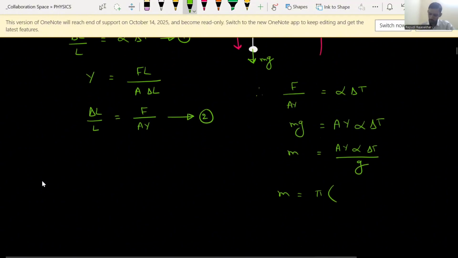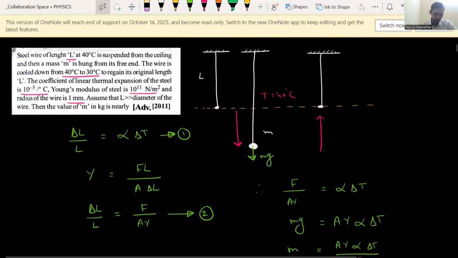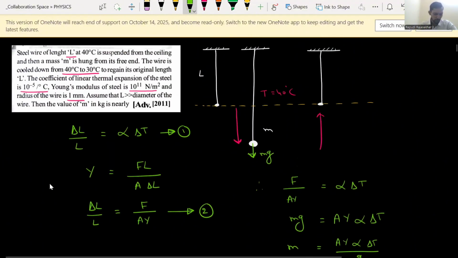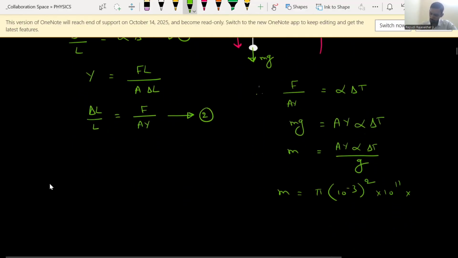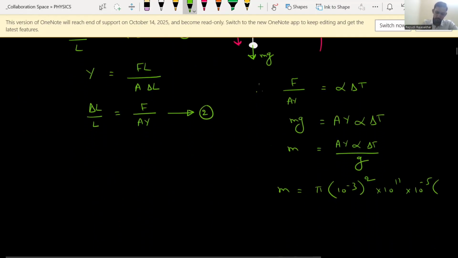1 millimeter is nothing but 10 to the power of minus 3 meters. So pi r square is pi into (10 power minus 3) whole square. And Young's modulus Y value is given as 10 to the power of 11. And the coefficient of linear expansion is 10 power minus 5. And delta T value, from where to where we are cooling? In the data again mentioned, it is 40 degrees to 30 degrees. That means the change in temperature is nothing but 10 degrees.